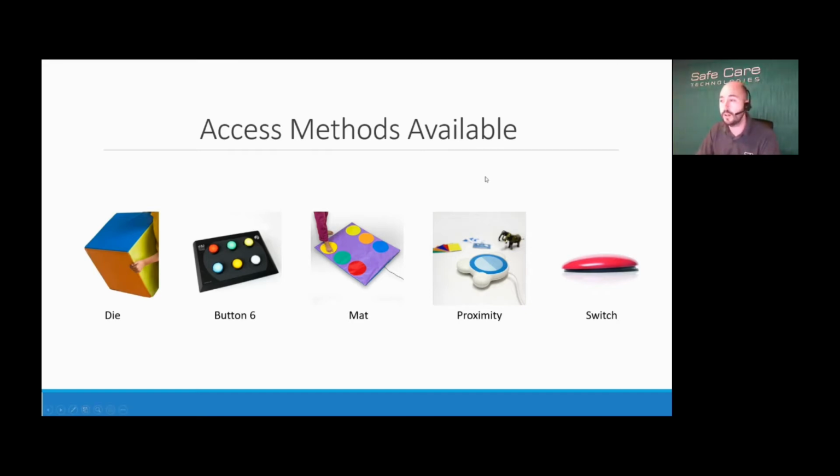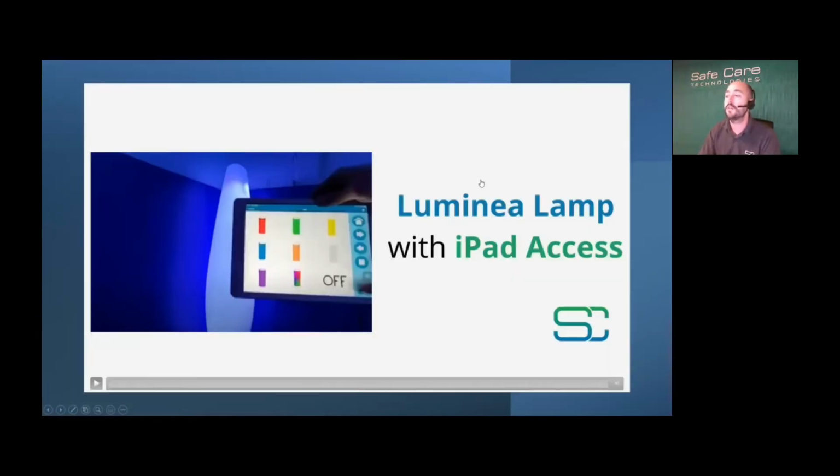So I'm just going to move on now to the videos. So the first one here now, you will find this is the Luminea lamp. Okay, now this is just the one element and 3 different access methods. So it's just showing how you would use these access methods just to control that one element. But as I mentioned earlier, you can control any elements you want with the access methods.